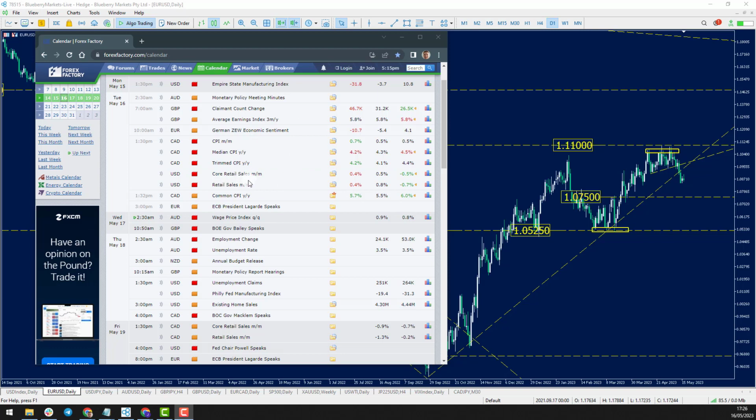Now, we had some data out of the US today. We had core retail sales and retail sales month on month. We actually had them revised as well, so you can see we've revised from -1% to -0.7% there, and on the core retail sales we revised from -0.8% to -0.5%. We came in a little bit below expectations as well, both at 0.4% there, and the dollar had some fresh buying off the back of this data.